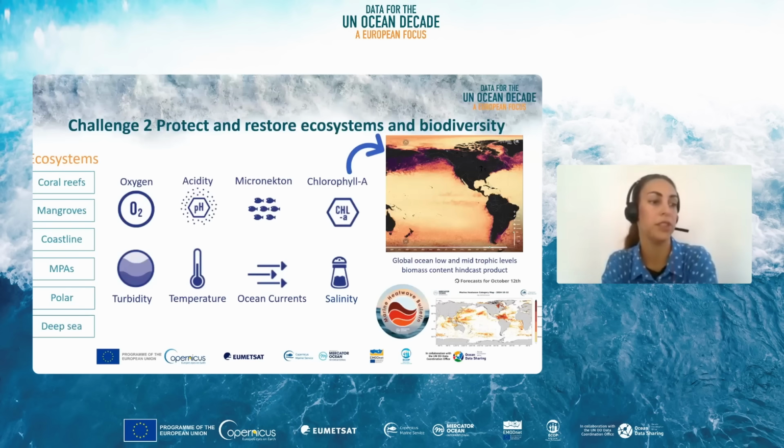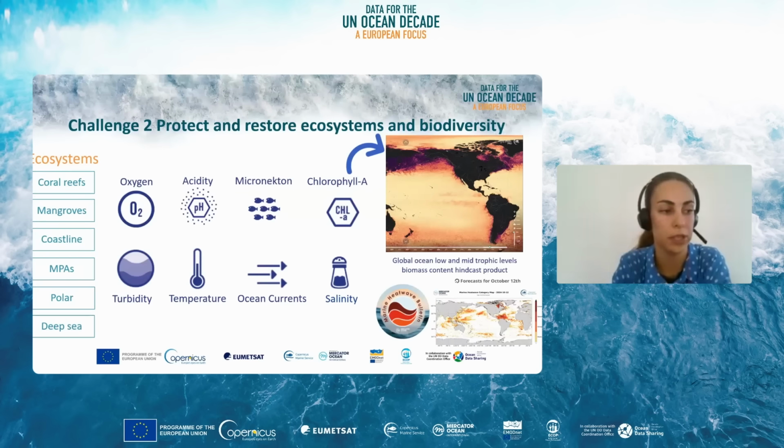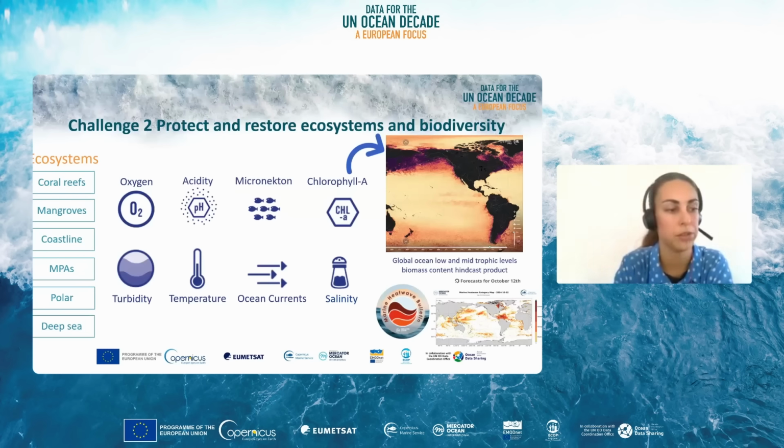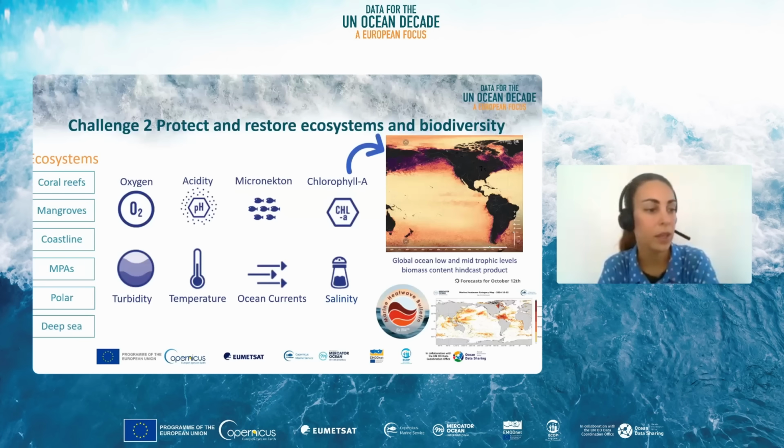Challenge 2 of the Ocean Decade focuses on protecting and restoring ecosystems and biodiversity. So when we look at different marine ecosystems and species, there are many important parameters to consider, like micronekton, oxygen levels, pH, chlorophyll A, water transparency, temperature, ocean currents, salinity. And for the polar regions, any sea ice parameters are key to consider as well. You can see here on the right an example of a product that shows the mass content of zooplankton expressed as carbon in the sea for the global ocean.